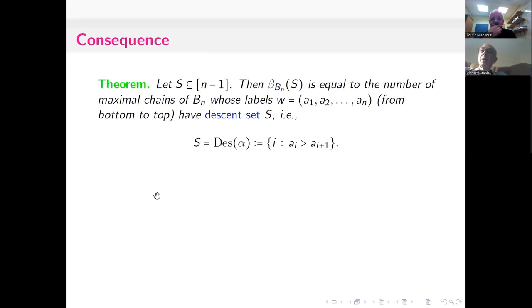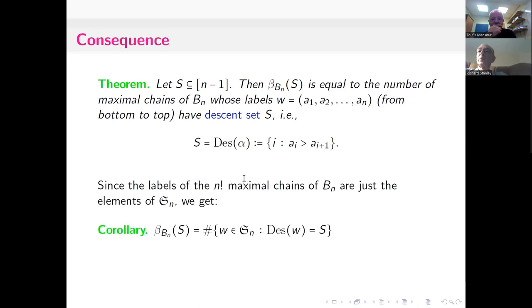Now, this property suffices to prove the following theorem, really a simple argument, that once we have this kind of edge labeling, then we have an interpretation of β, the flag h-vector. For the Boolean algebra, its value at S is equal to the number of maximal chains whose labels a_1, a_2, up to, I think this really should be a_{n-1}, from bottom to top, have the property that S is the set of all i such that a_i is greater than a_{i+1}.